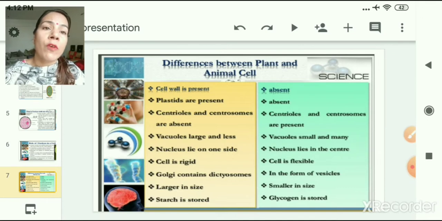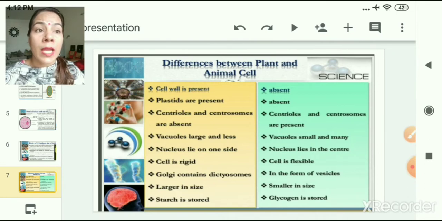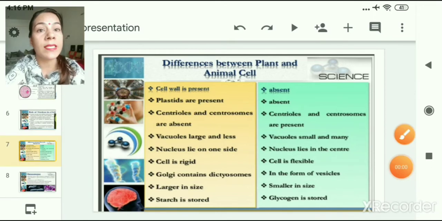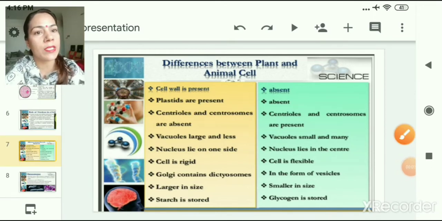Now in case of plant cells, centrioles and centrosomes are absent, whereas in case of animal cells, centrioles and centrosomes are present. Vacuoles are very large and less in number in case of plant cell, whereas these vacuoles are very small and so many in number in case of animal cell. Nucleus lies on one side in case of plant cell and nucleus lies mostly in the center of cell in case of animal cell. Plant cell is rigid and animal cell is flexible.